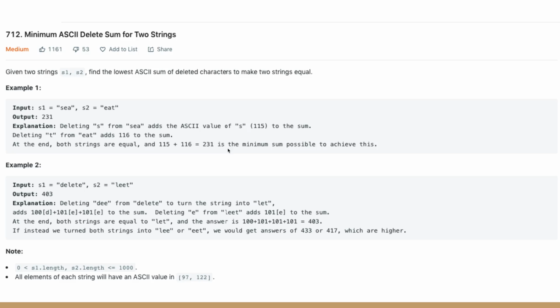Now let's check the second one, minimum ASCII delete sum for two strings. Now we are given exactly the same example, but let's check the problem. Given 2 strings s1 and s2, find the lowest ASCII sum of deleted characters to make the 2 strings equal. So we still want to make them equal by using deletion. The only thing changed is the cost.